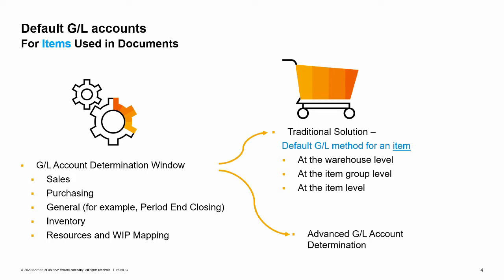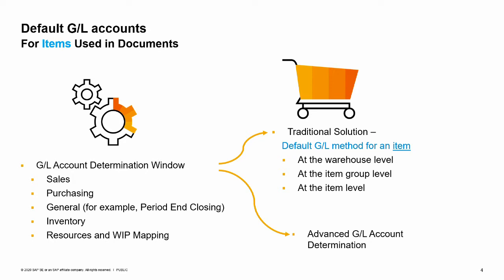When you first implement SAP Business One, you define default GL accounts to be used when transactions are created during the different business processes, such as sales, purchasing, and inventory. This is done in the GL account determination window in the financial setup area of the administration module. When choosing a predefined chart of accounts template, most of the default GL accounts are already defined. You can change them if required.